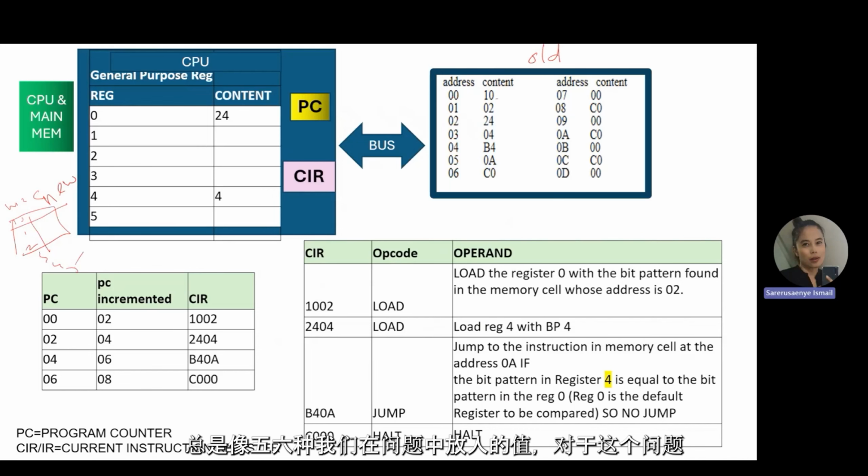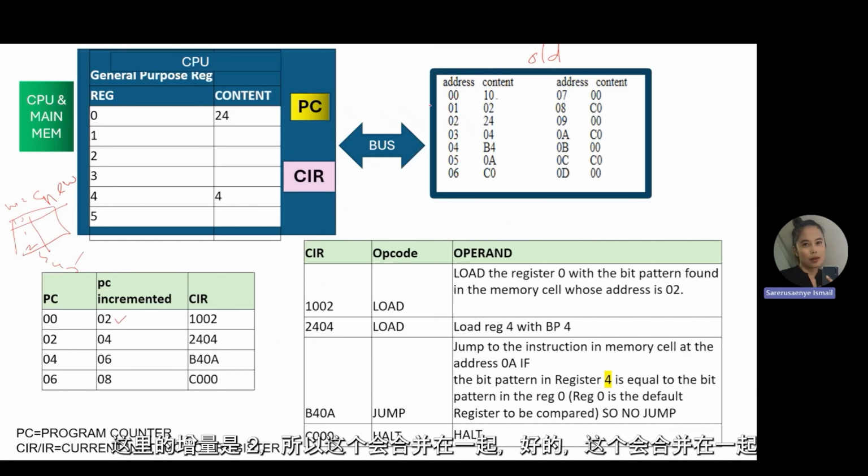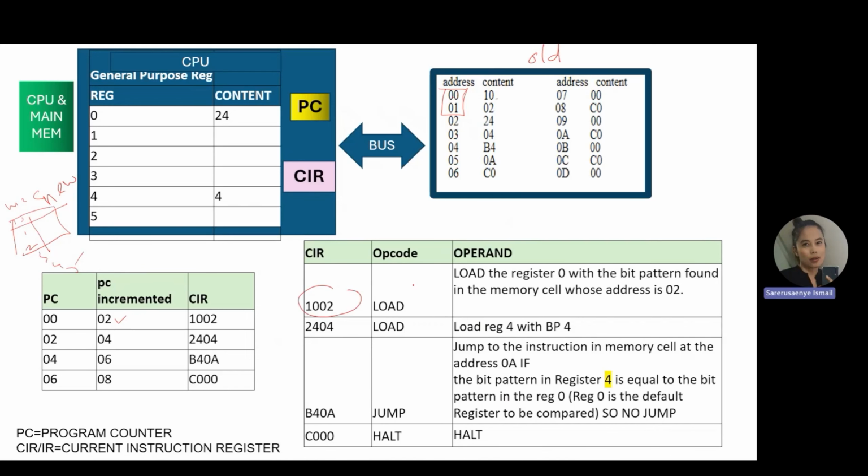Okay, for this question, we start with 0, 0. So the program counter will start with 0, 0. Because it's a 4-bit pattern, the increment number will be 2 times. So we have 0, 0 and 0, 1. Increment will be 2 in here, so this one will be combined together. Then you will get 1, 0 and 0, 2 in your current register.